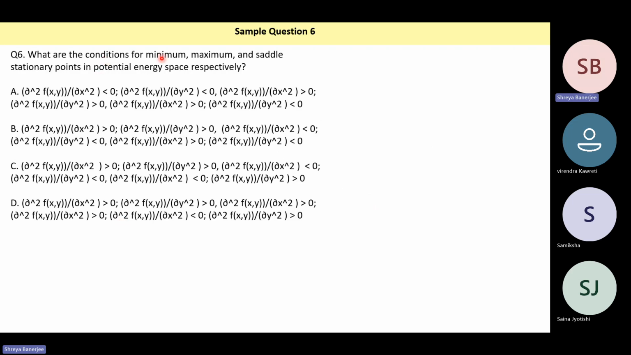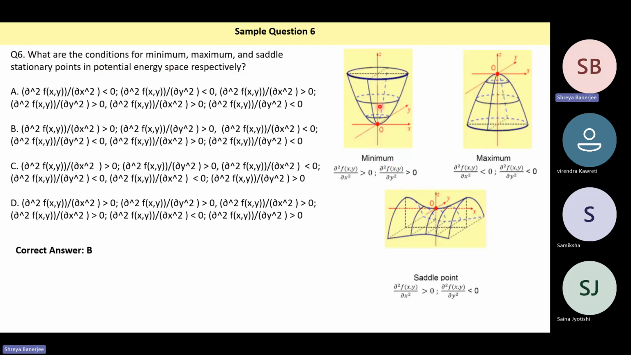Then it is asking what is the condition for minimum, maximum, and saddle points in potential energy space. For minima, the double differentiation of the function with respect to both x and y is greater than 0. For maximum, the double differentiation with respect to both x and y is less than 0. And for saddle point, one will be greater than 0 and one will be less than 0, which is there in option B. So you just have to remember these conditions which define the minimum, maximum, and saddle point in potential energy space.